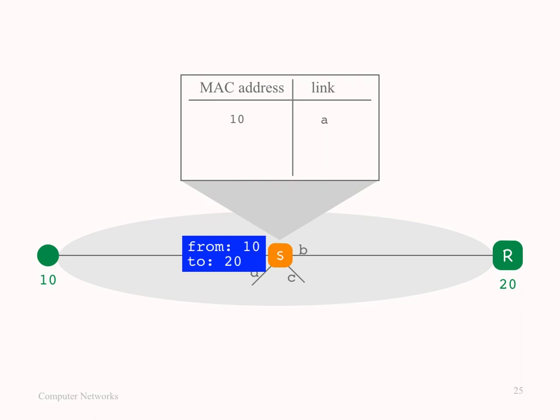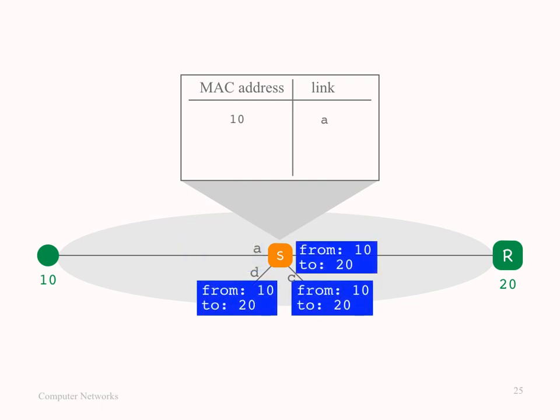So in our example here, switch S has received a packet with destination MAC address 10, and it does not have an entry in its forwarding table for that MAC address. So what does it do? It broadcasts the packet out all the links.